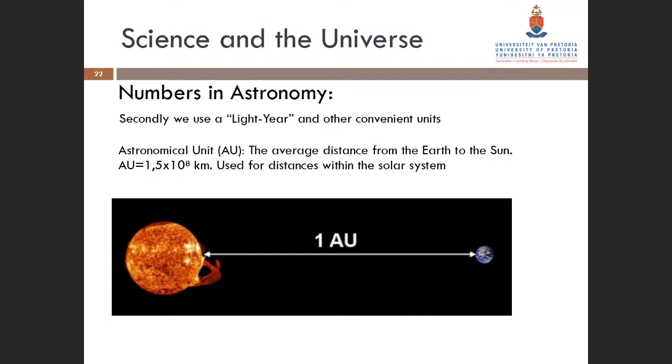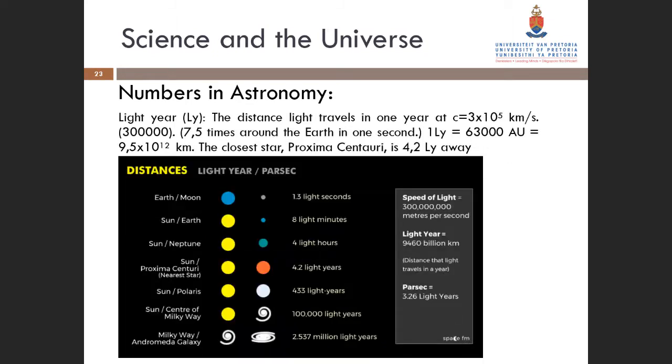So think about AU. How far do you guys think Saturn is from the Sun? If you don't Google it, just guess a number. 1000 AU, that's a little bit big. 7 AU, close enough. So that's around about 9 AU away. But if we go beyond our solar system, the AU becomes quite a small number again.